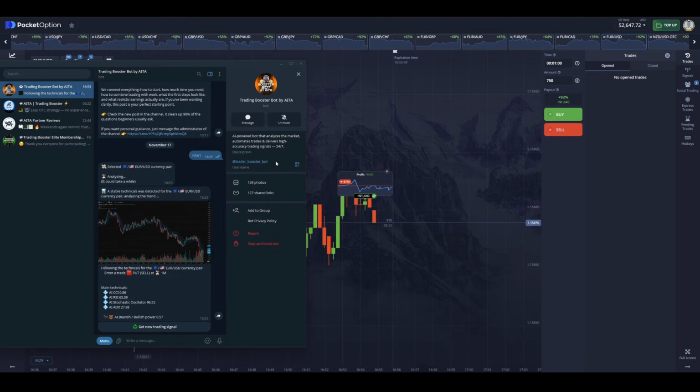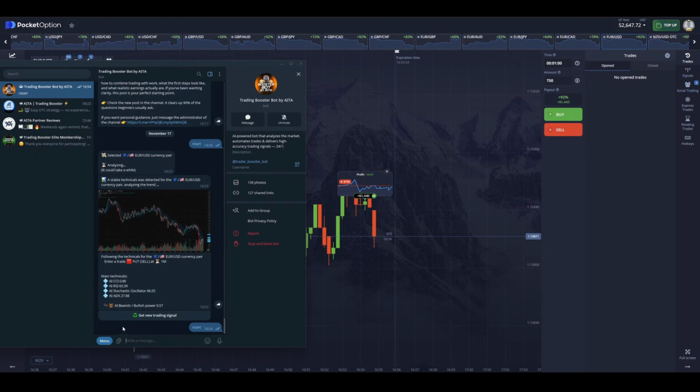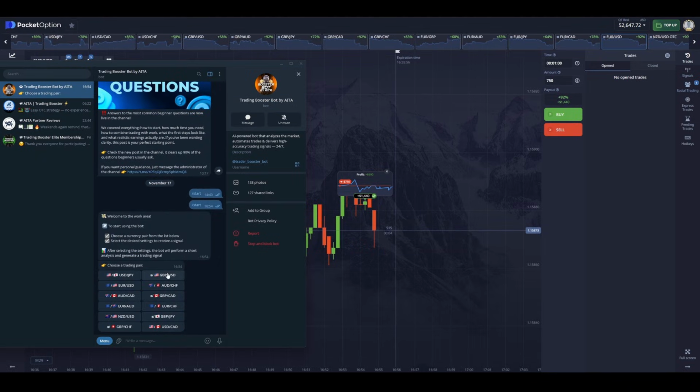All you need to do is go to this Telegram username and just press the start button. So there will be a start button here, you press it, and you'll see 12 currency pairs. Then you can scan any of these currency pairs and accordingly make money from it.